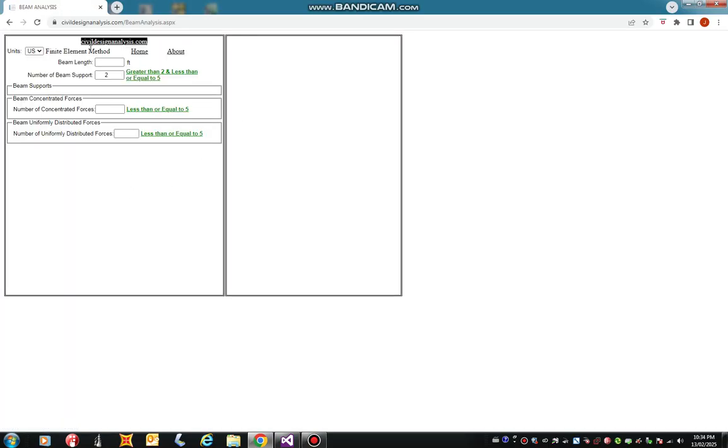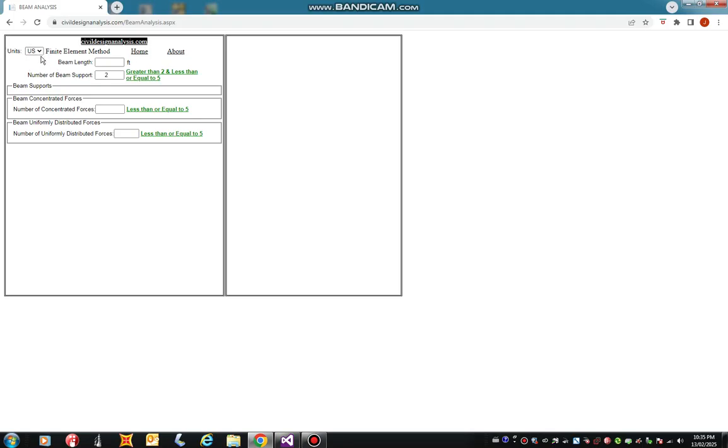We go to civildesignanalysis.com and press beam analysis. We'll see this page comes up. On the left side, it asks for defining the beam, and on the right side it will later show the beam and the analyzed beam. So let's go to the left side.